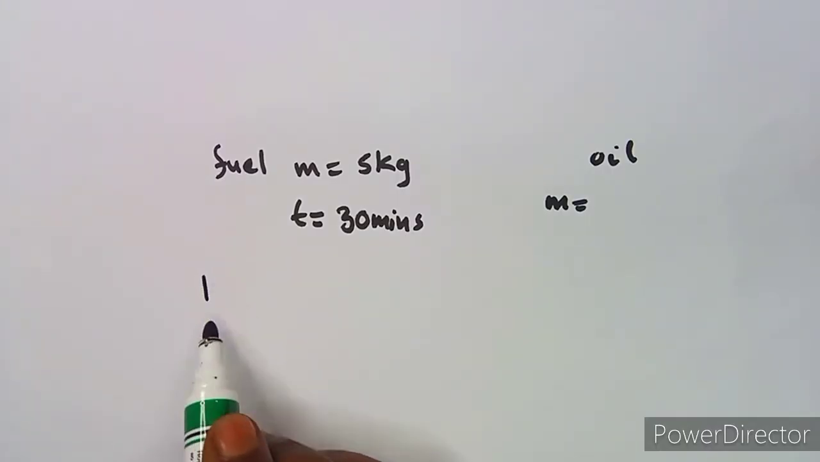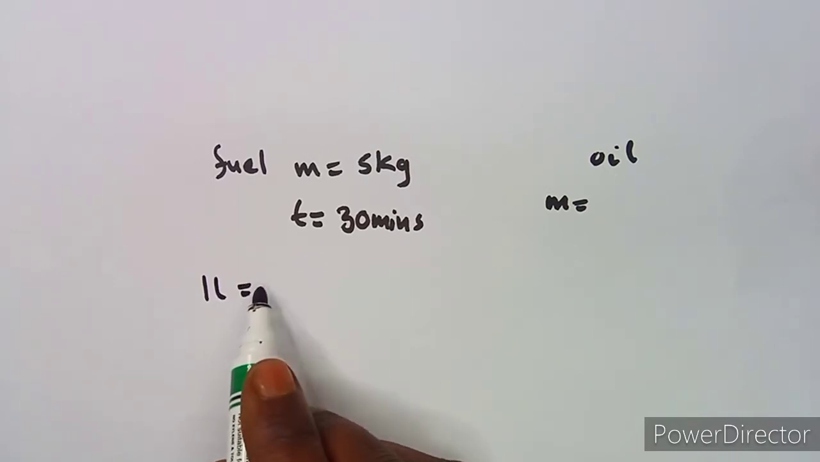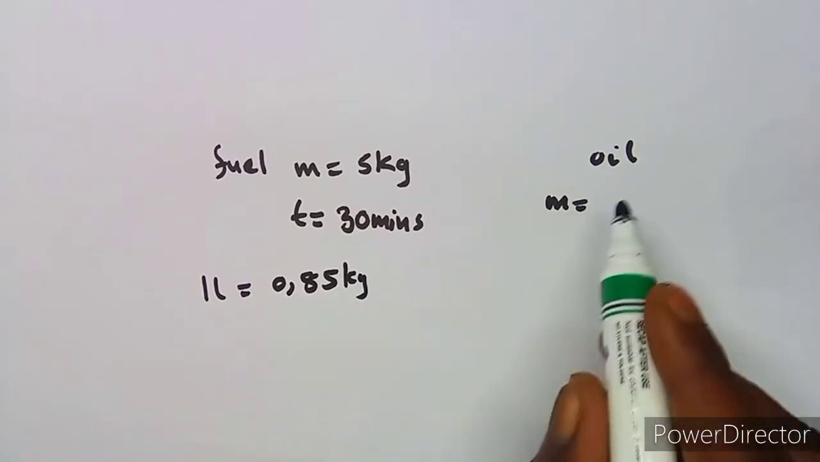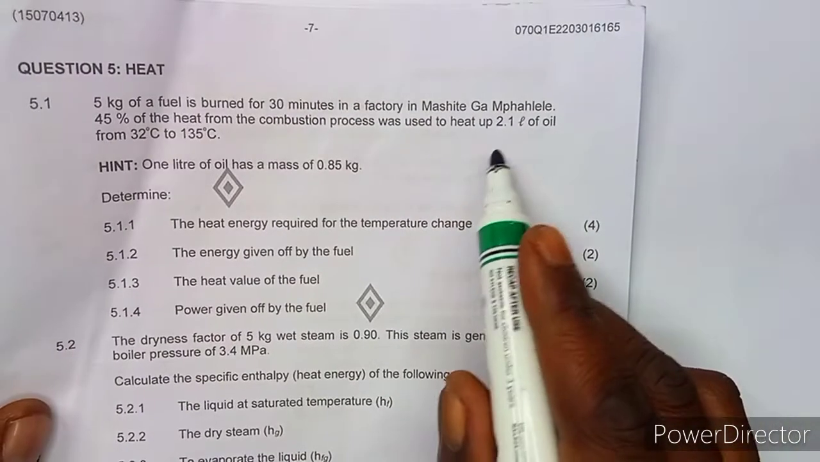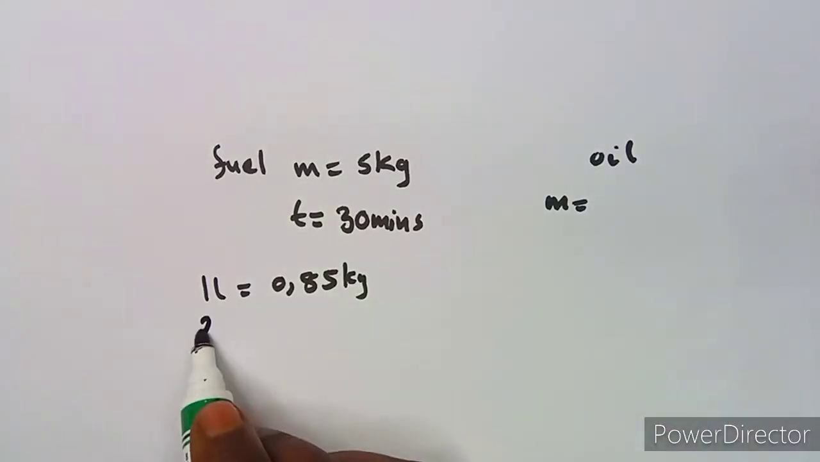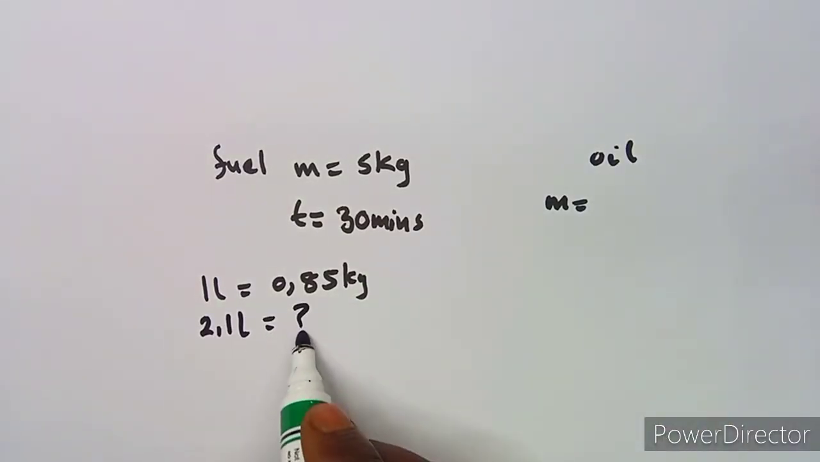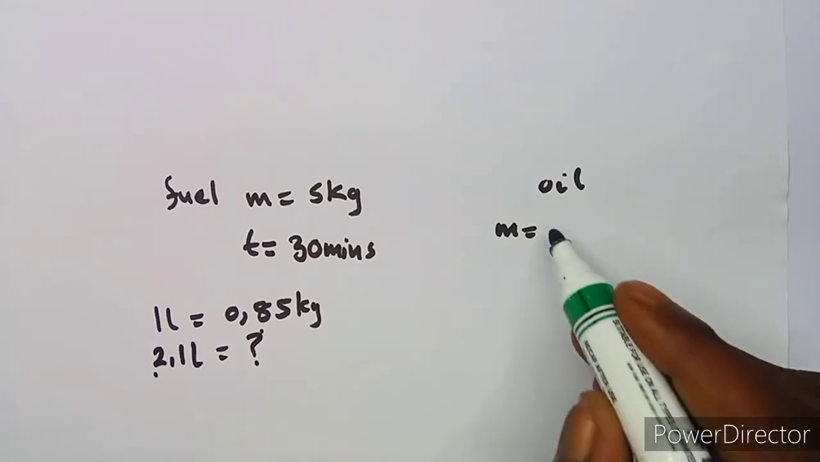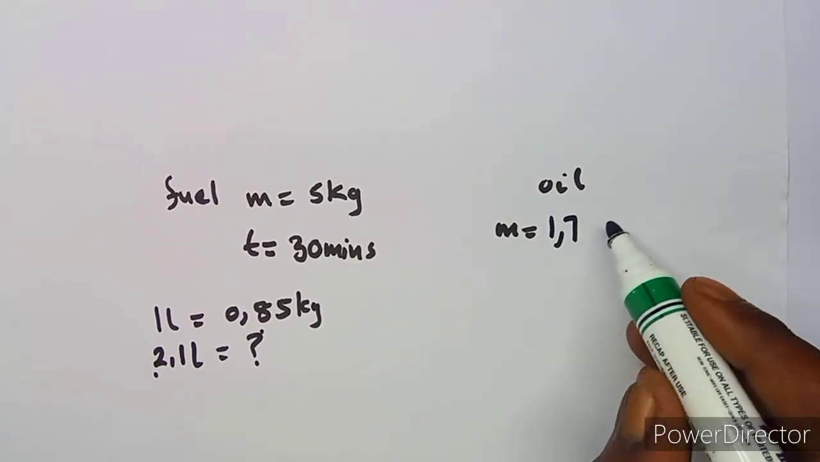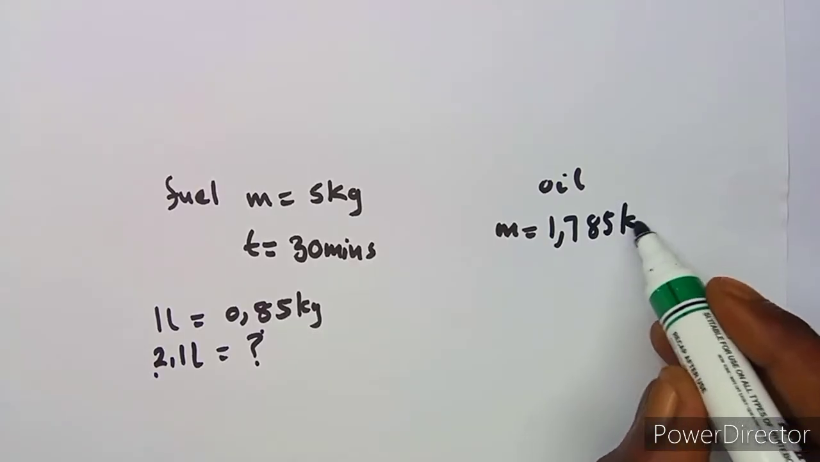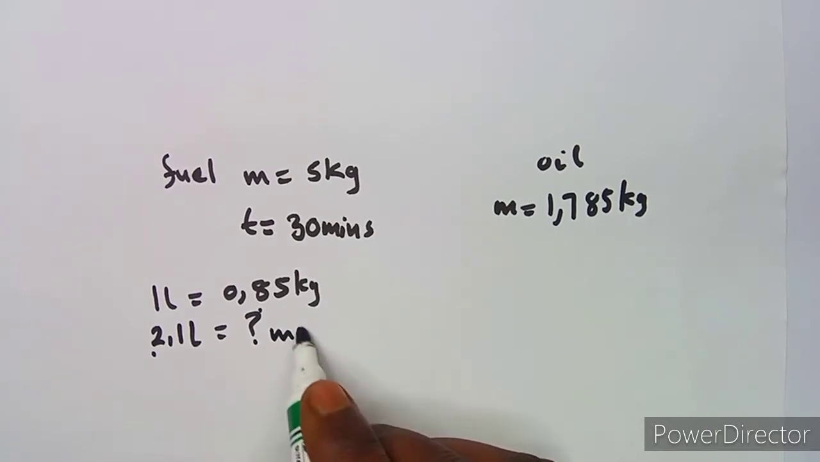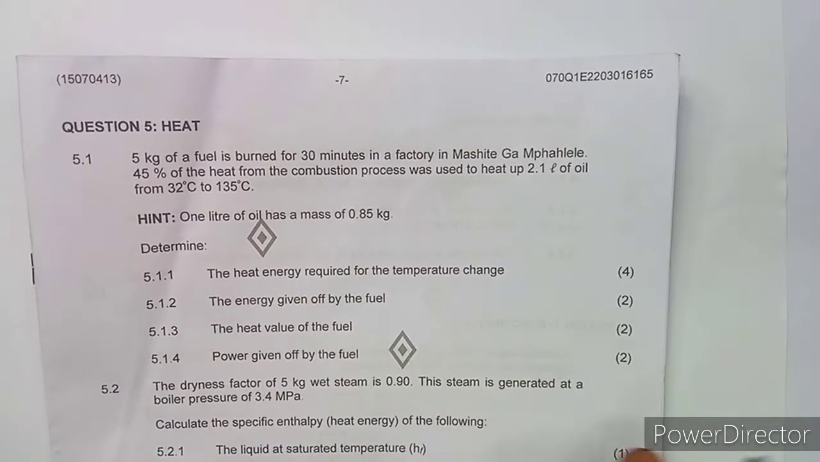Okay, so if 1 liter is equivalent to 0.85 kgs, what about this one of 2.1 liters? So you're just going to multiply by 2.1, so it's 2.1 times 0.85. Okay, so if you multiply it properly, you are going to obtain 1.785 kgs. All right, so you multiply because this one is a more. All right, then what do we have here?